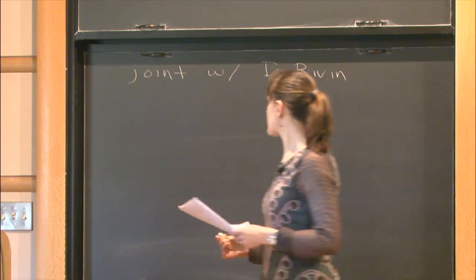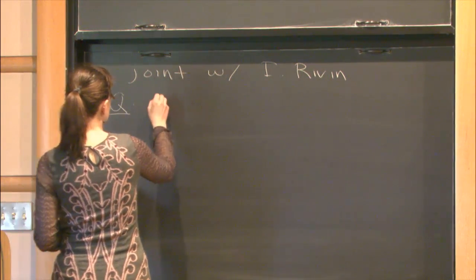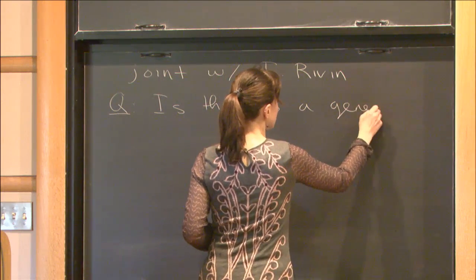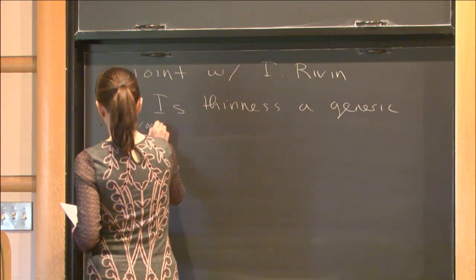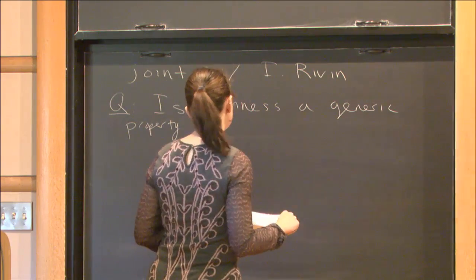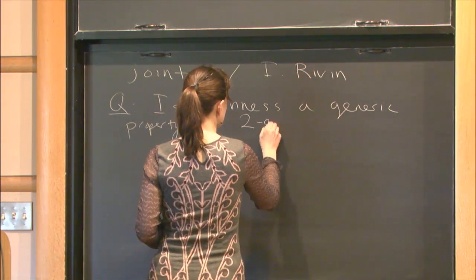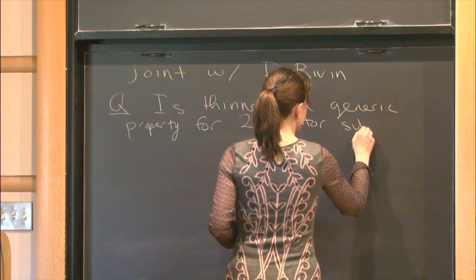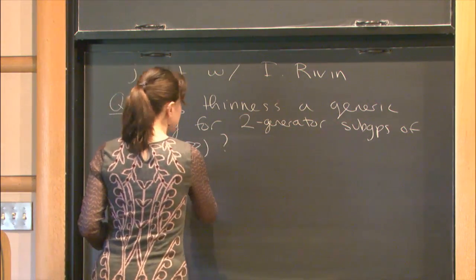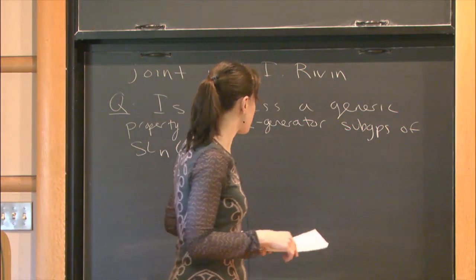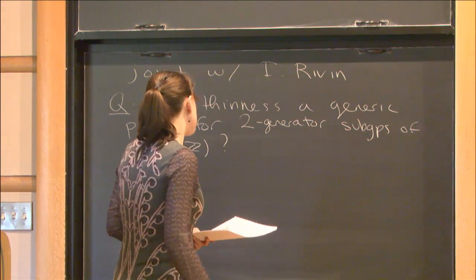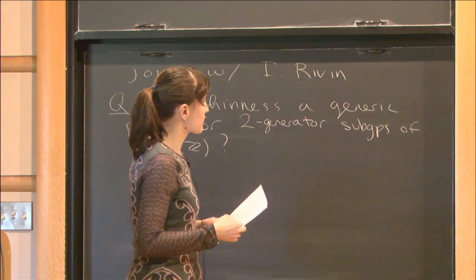And so the question, let me just write down the question very roughly, is thinness a generic property. So I could write finitely generated subgroups of SL_n(Z), but for simplicity I'm just going to write two-generator subgroups of SL_n(Z). And you can replace SL_n(Z) by some other groups. I'll say, hopefully if I have a little bit of time at the end, why we start with SL_n(Z). So, maybe before I jump into this, why ask this question?